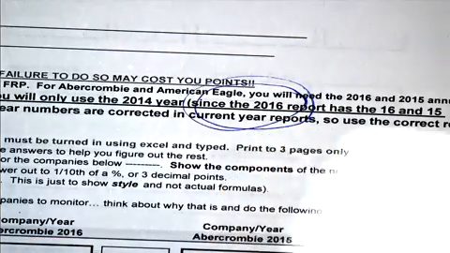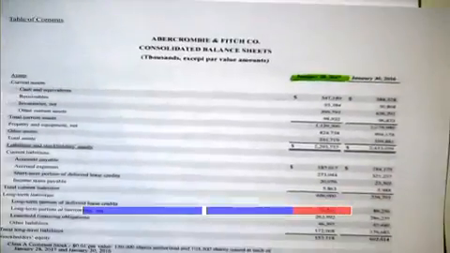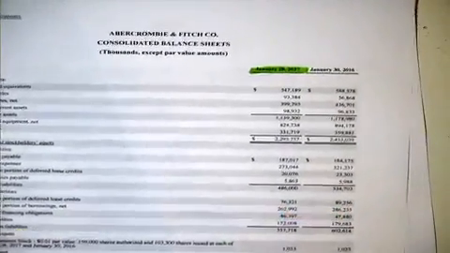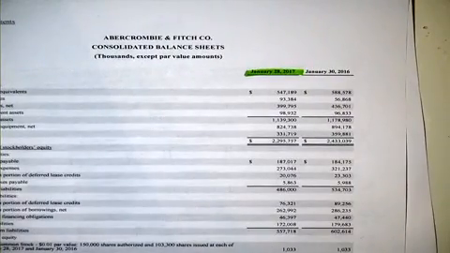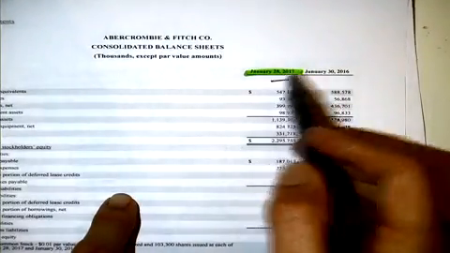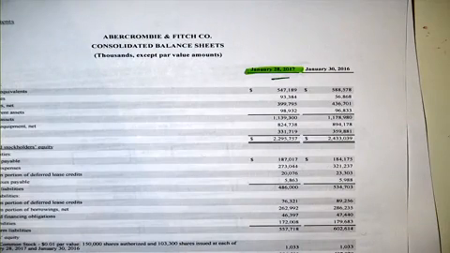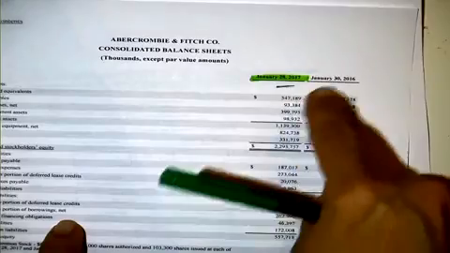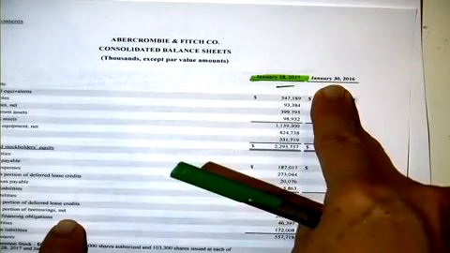So since that first financial reporting project we've done, the newest annual reports are now out for Abercrombie and American Eagle. So for instance, if I'm looking at Abercrombie's most recent balance sheet, I will see that the date is listed January 28th, 2017. Notice that it also has the prior year information.